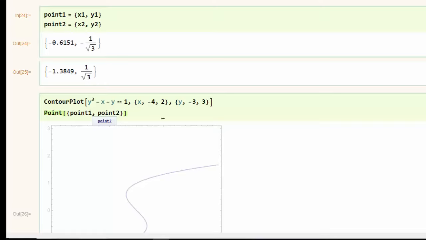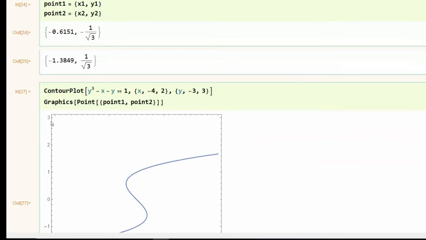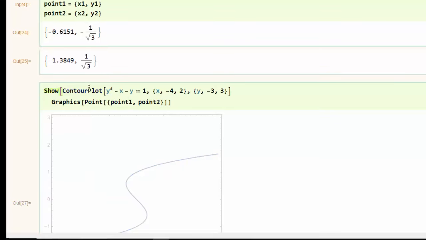And so if I run this, it will establish the points, but it won't actually show me the points. Points are a graphic element. So to show what those look like, I will have to wrap the command Graphics around that command. And if I do that, I see the contour plot, and below it I will see an image of the 2 points. Now I don't want those to be separate, I want them to be together. So now what I have to do is just show both of these things together.